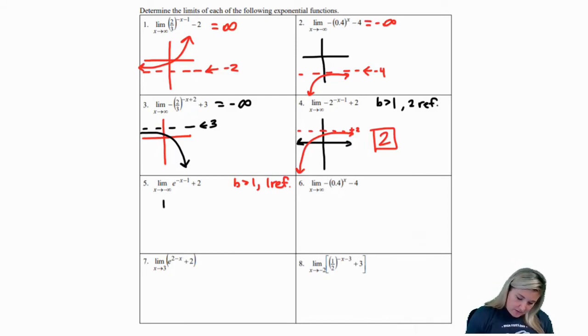So my graph here is going to look like this. And it's going to approach right here at 2. So as x approaches negative infinity, our y values are going to approach positive infinity.